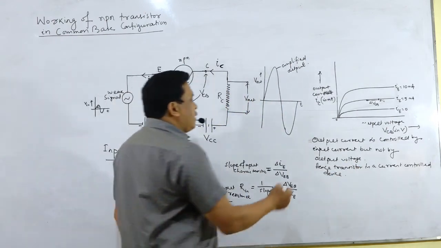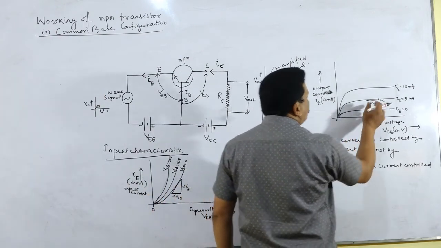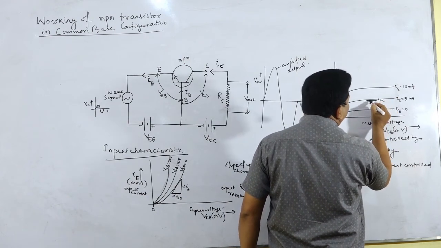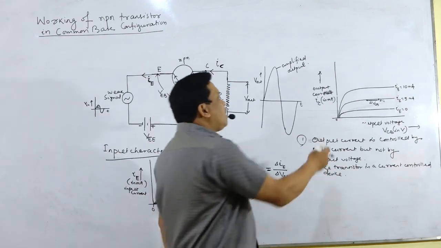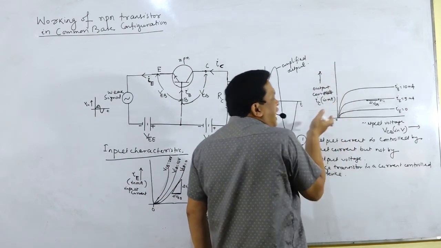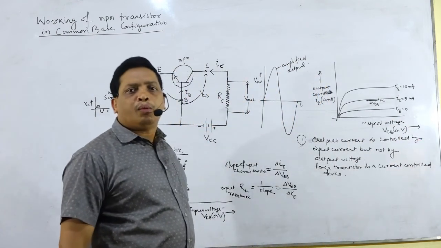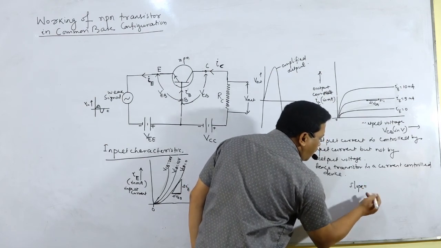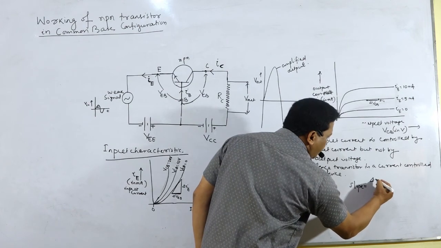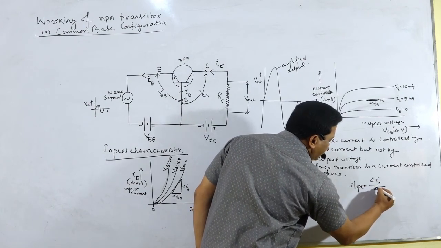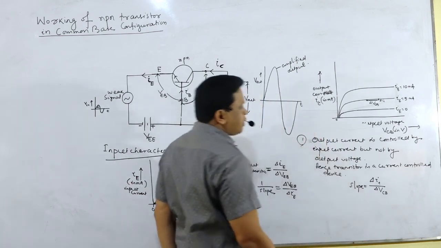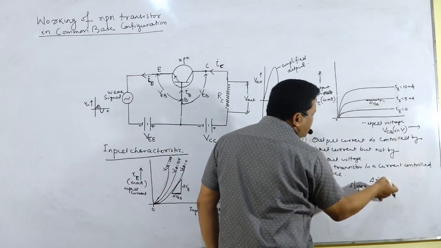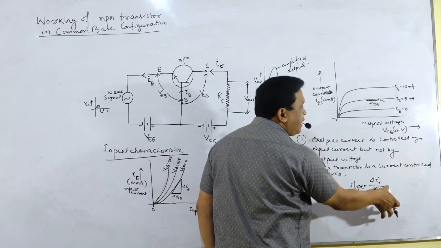Another point. This is the one point, second point. Now you find out the slope. Slope, as per definition, is the change in y coordinate by change in x coordinate. So along the y axis we have output current, and along the x axis we have taken output voltage. Therefore, the slope of output characteristic is equal to delta IC by delta VCB. You see here that delta IC is very small, but delta VCB is very large.